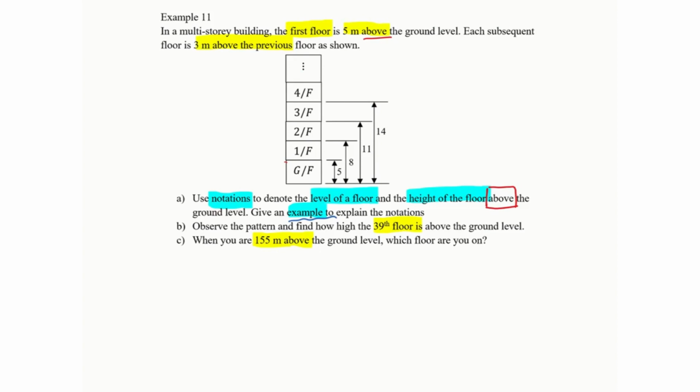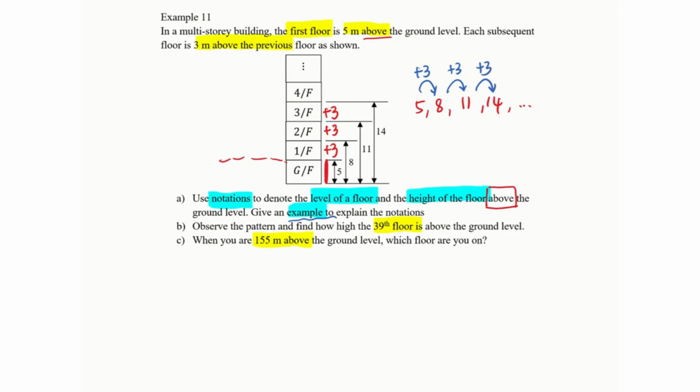Example 11. In a multi-story building, the first floor is 5 meters above the ground level. Each subsequent floor is 3 meters above the previous floor as shown. If you look at the diagram, you realize that the first floor is actually 5 meters above ground level, and for each subsequent level, there will be an increase of 3 meters. If I write out the sequence, it will be 5, 8, 11, and 14, and as it continues. What you observe is, for each of the floors, there will be an increase of 3 meters.